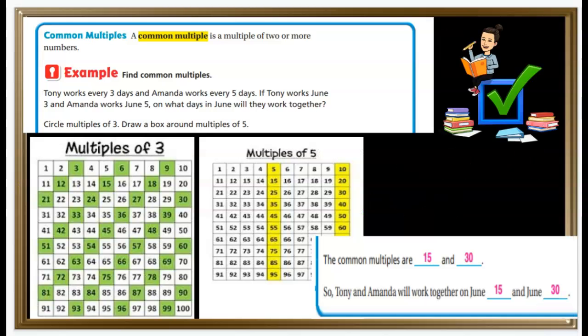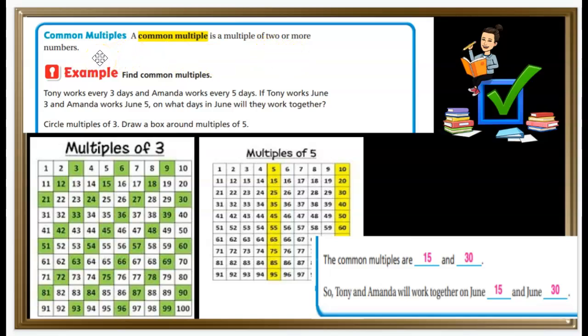Let's check. It is saying common multiple. Boys and girls, we have been working with the common factors. Remember the word common. It means it appears in all of the factors. In this case, the number will appear in all of the multiples. A common multiple is a multiple of 2 or more numbers.